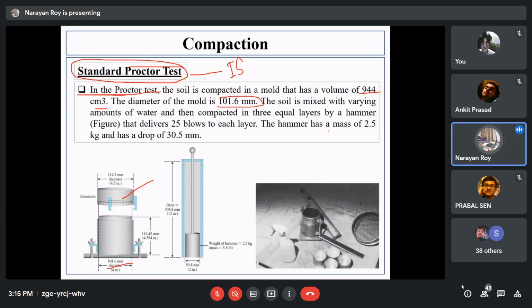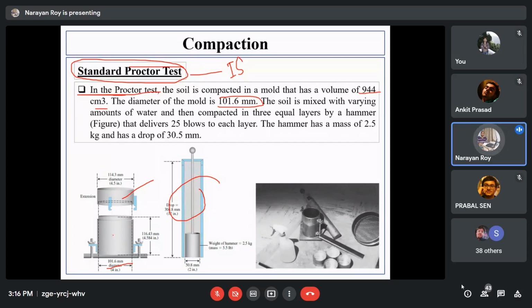The soil is mixed with varying amounts of water and then compacted in 3 equal layers by a hammer that is given in this figure. The hammer weight is 2.5 kg and the drop height of the hammer is 30.5 mm. So this is a hammer. Basically, it has a drop height of 30.5 mm and a mass of 2.5 kg.